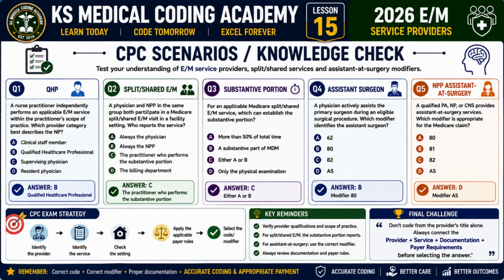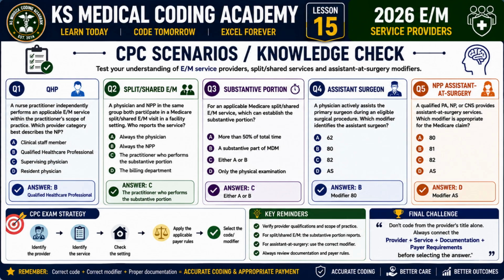Question 5. A qualified PA, NP, or CNS provides assistant at surgery services. Which modifier is used for the Medicare claim? The correct answer is D, modifier AS. Remember, AS identifies an NPP providing assistant at surgery services.